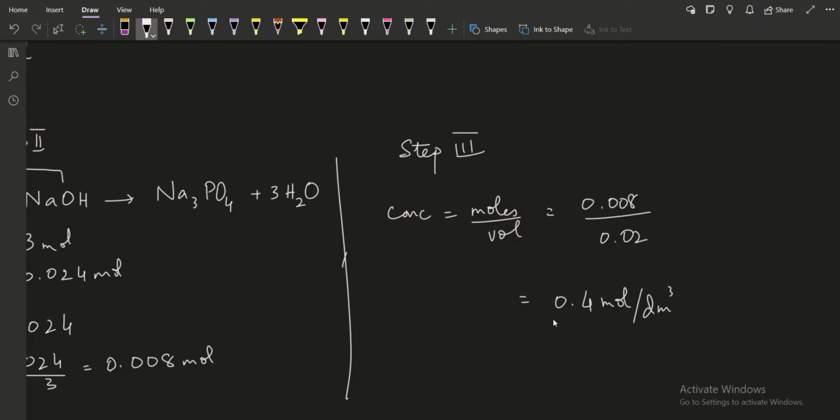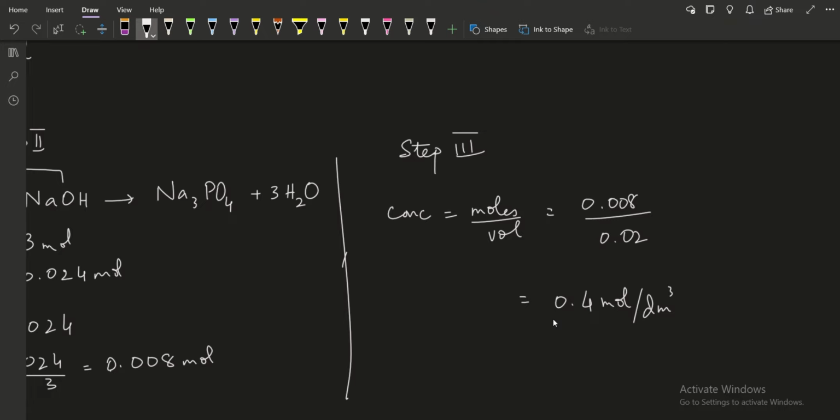That's the answer. Now there is one more bonus short question for you: 20 cubic centimeter of a solution has a concentration of 0.5 moles per cubic decimeter. How many moles of solute are present? Now you have to write the answer in the comments. Alright.